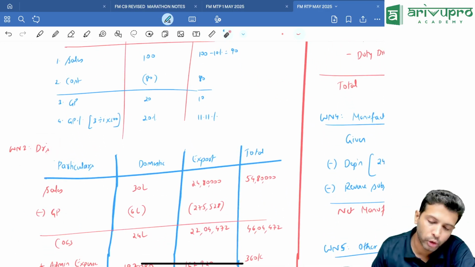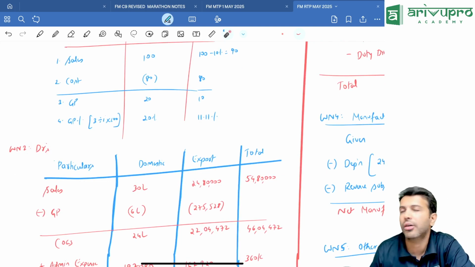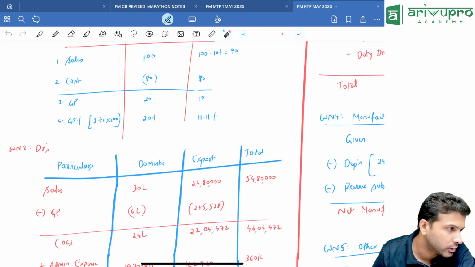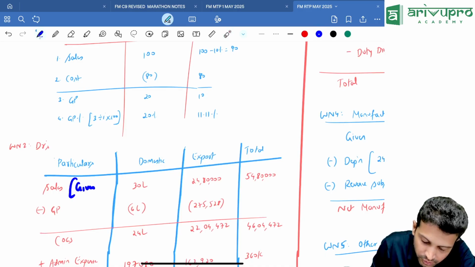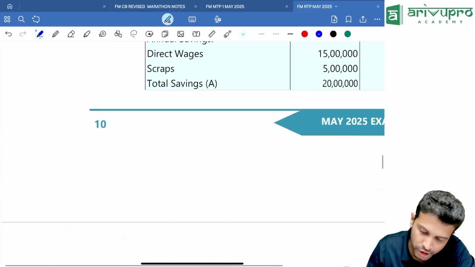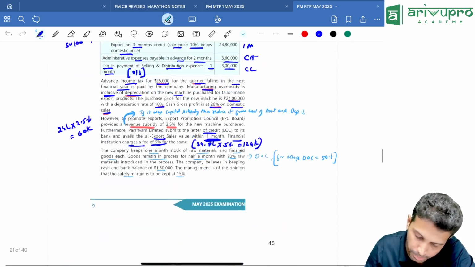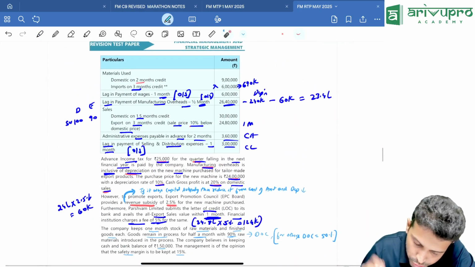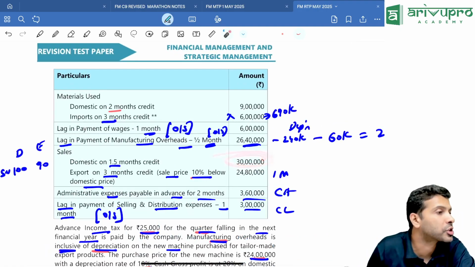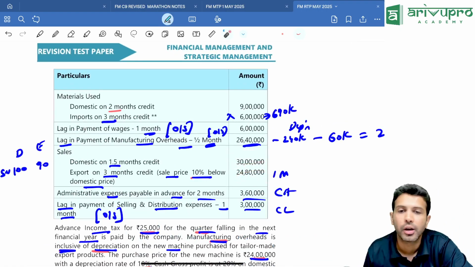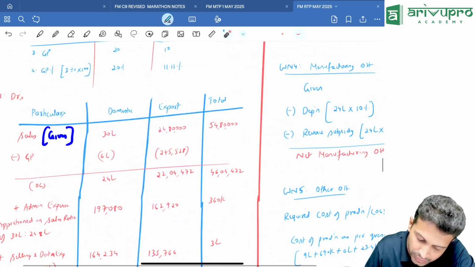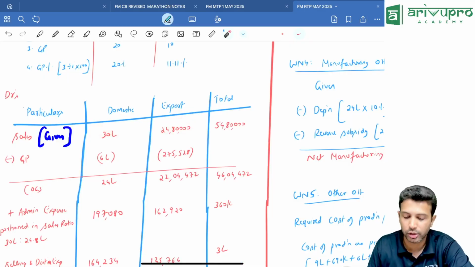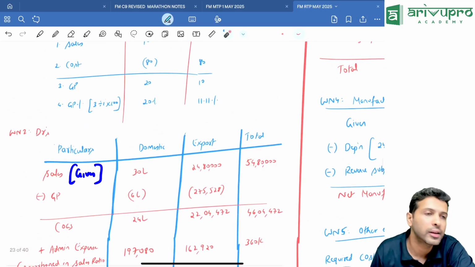Okay, first, sir, do you know the actual sales of domestic? Actual sales, missing or given? Given. Sir, actual domestic sales and actual export sales, they've given in the question. Check the question. Domestic sale is how much? 30 lakh. Export sale is how much? 24 lakh, 80,000. So total if you do, you will get 54 lakh, 80,000.